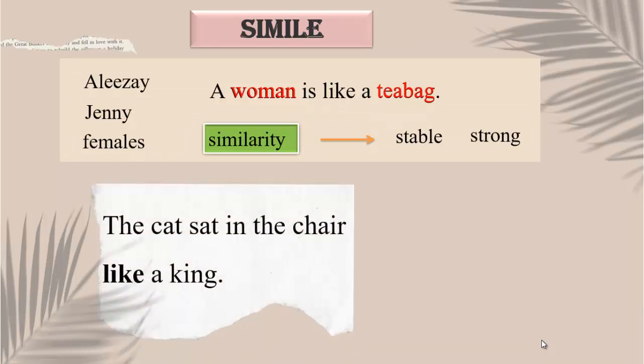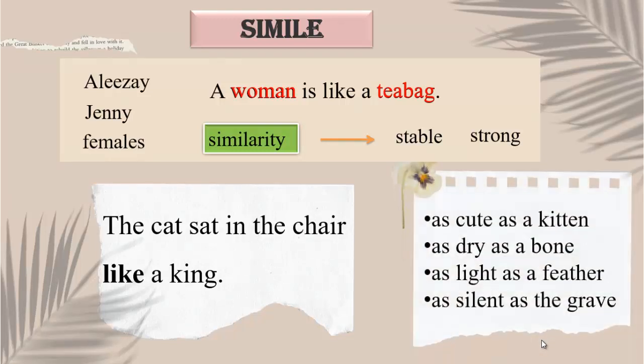One more example of simile is the cat sat in the chair like a king. Over here, the cat's sitting posture is being compared to that of a king who relaxes in a special chair that's reserved for him and not for any other person in the kingdom. So similes compare two different things that don't usually go together. Some other famous similes that we often hear are as cute as a kitten, as light as a feather.